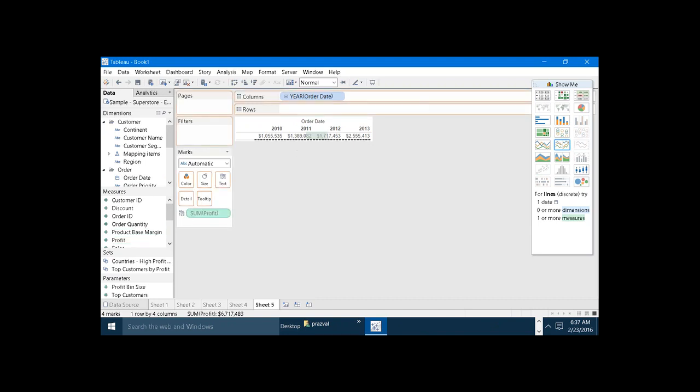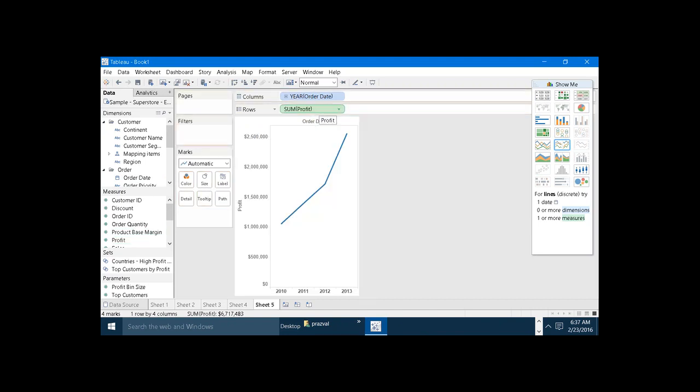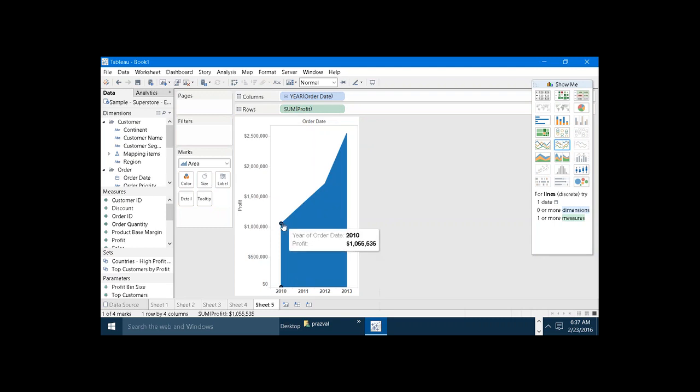So by default Tableau will show us a line chart. In 2010 the profit is existing here on the axis. If you want to fill the below portion also, just click on area. So if you click on the area, from here to here we are having the profits in 2010, and from here to here we are having profits in 2011, 2012 and 2013.